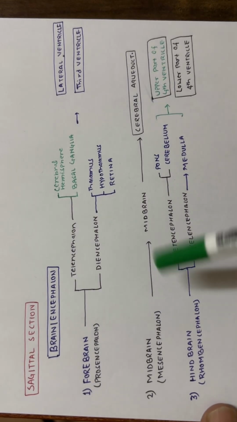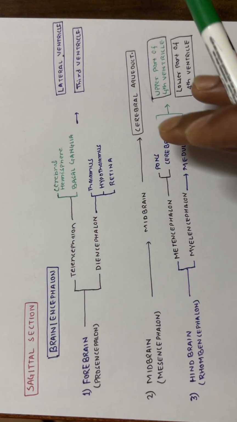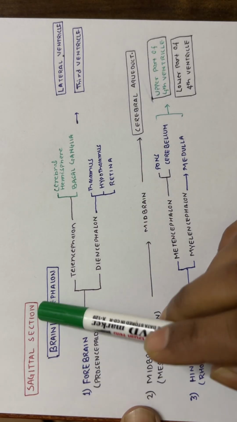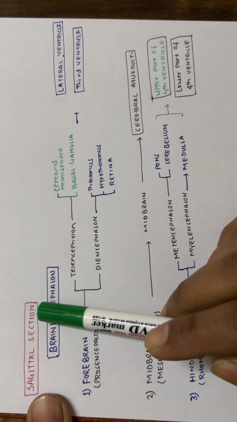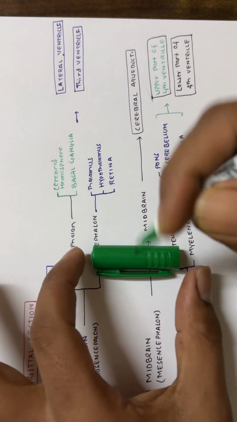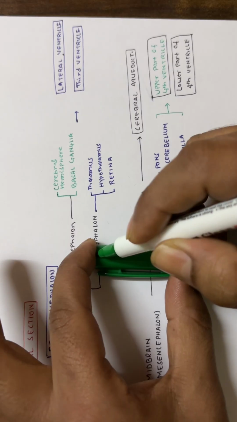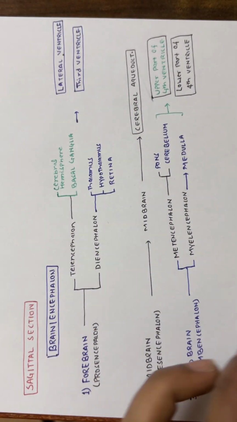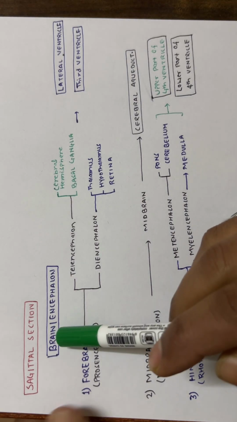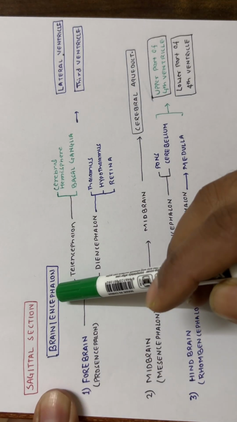Now we'll talk about how the brain has been classified into forebrain, midbrain and hindbrain. So we'll see the brain in sagittal section. Sagittal section means, suppose this is your brain, then the brain has been divided into right and left. We have cut the brain from the middle into right and left half. The brain is also called the encephalon.